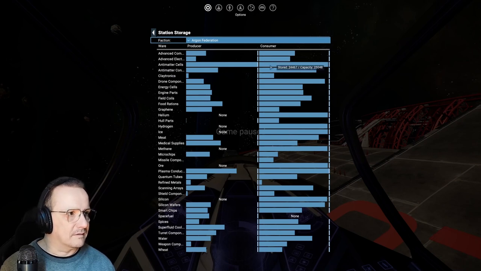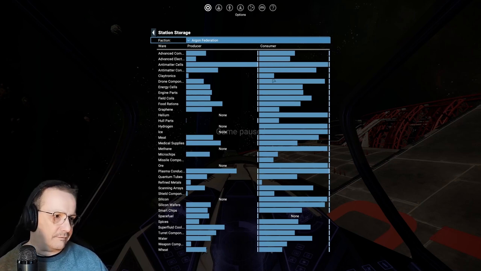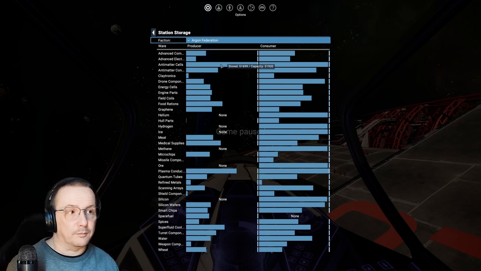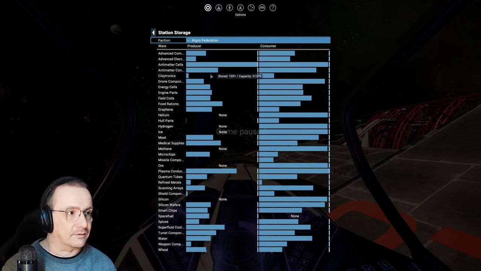Station storage, I think, is the opposite. Yeah, this is like how much do they, oh no, this is how much do they have room for. So let's just take this example here. Stored capacity. Argon has more room for antimatter cells. Claytronics, they have the capacity.